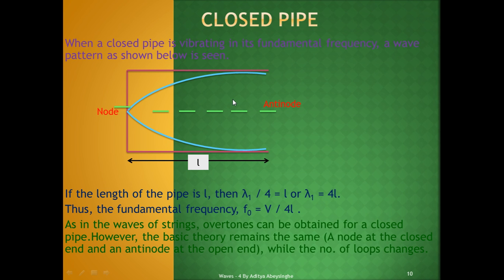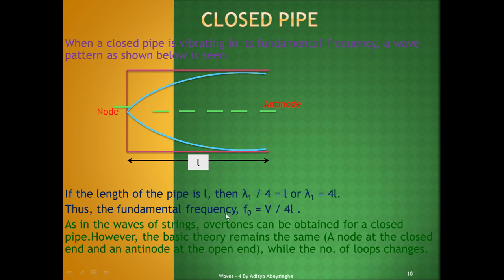First of all, let me take the closed pipe. When a closed pipe is vibrating at the fundamental frequency, you can see a wave pattern as follows. You have a node here and an antinode. At the barrier the particles move with zero displacement. At an antinode, particles move with the maximum displacement, so you have the amplitude of the wave here. A wave pattern like this should be formed. Now you know that the distance between the node and the successive antinode is lambda by 4.